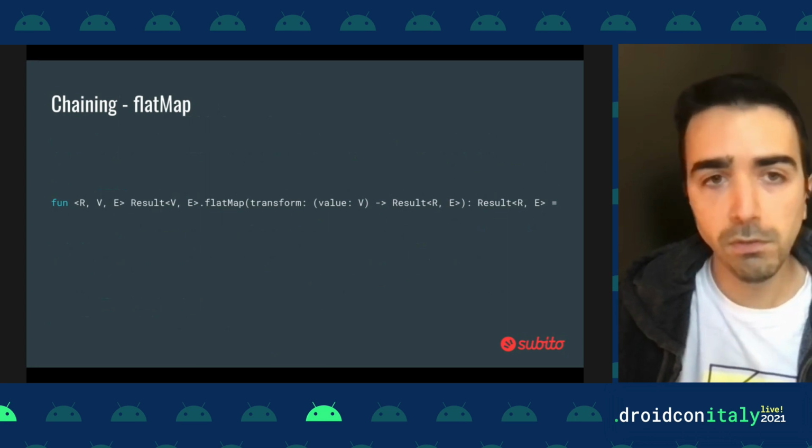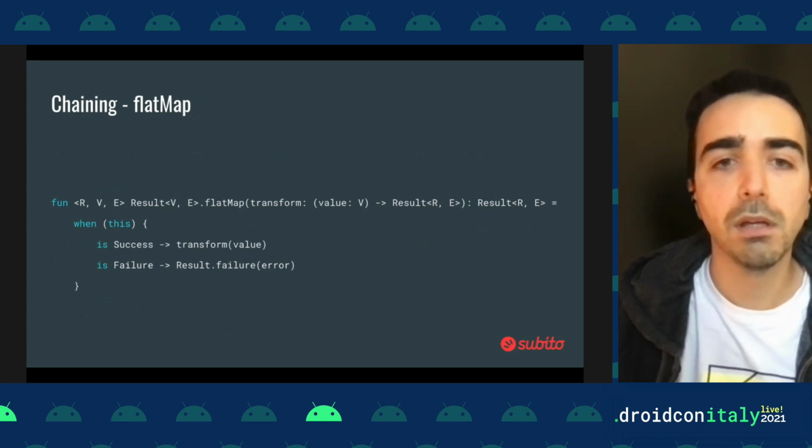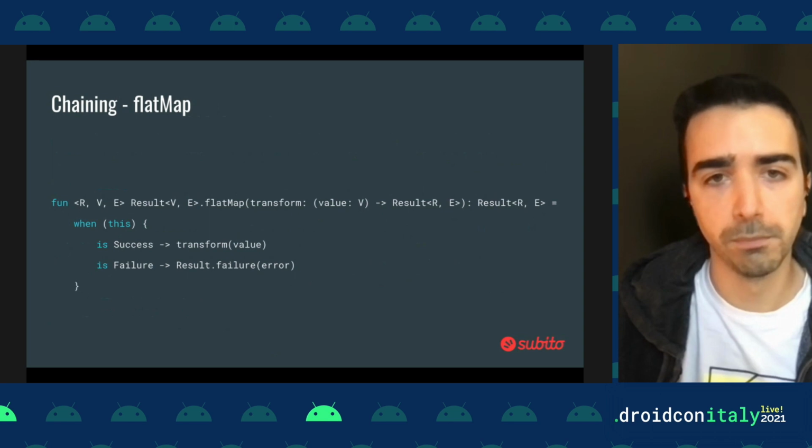So the implementation is even simpler because we just need to pattern match. If it's a success, we just need to invoke the function provided from outside. Otherwise, again, we are propagating the failure.